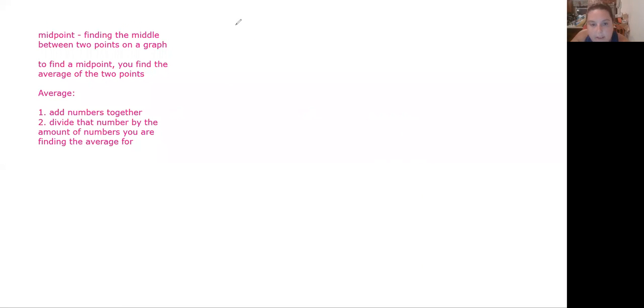If I wanted to find the average of 5, 1, and 3, first I would add them all together. So 5 plus 1 is 6, plus 3 is 9. So actually, sorry, I'll keep that all pink, equals 9.